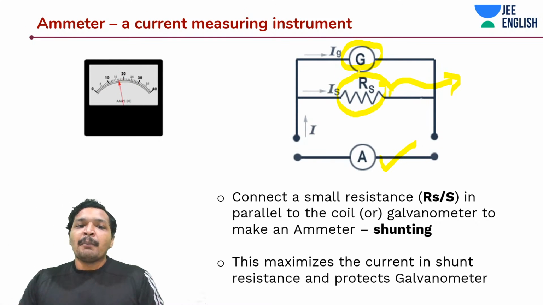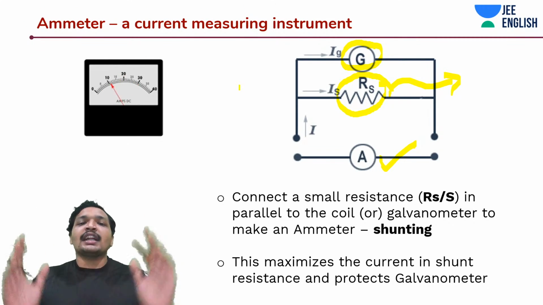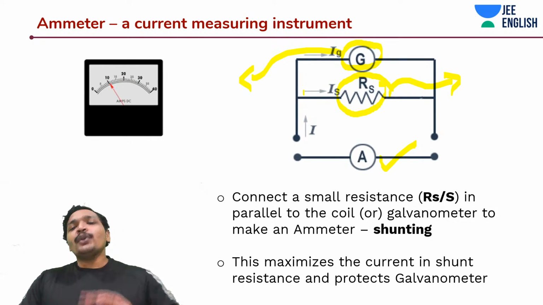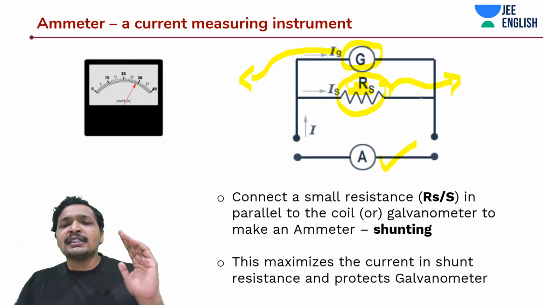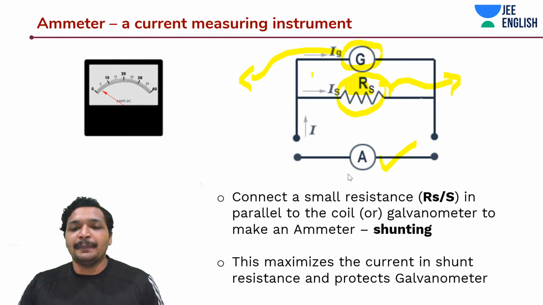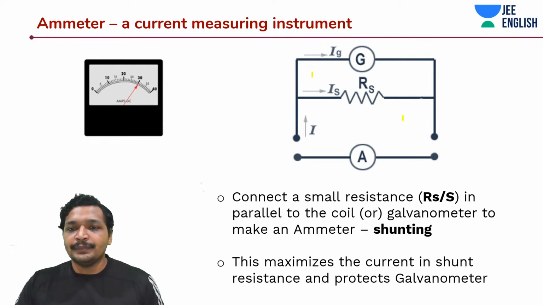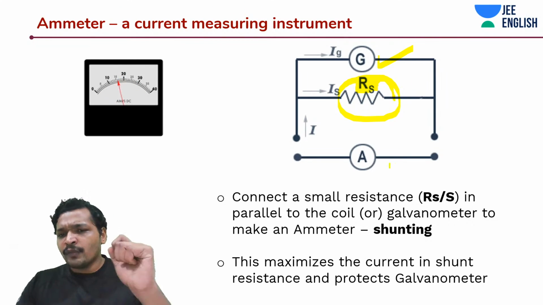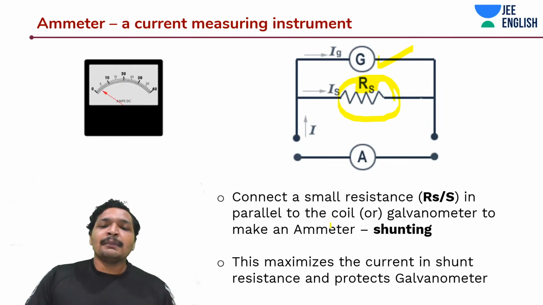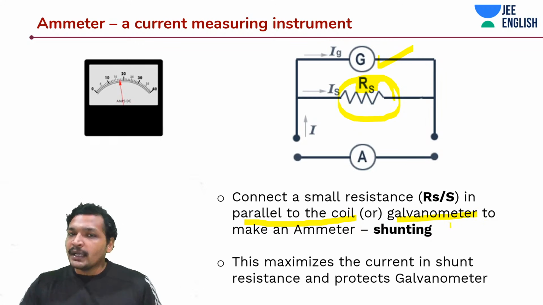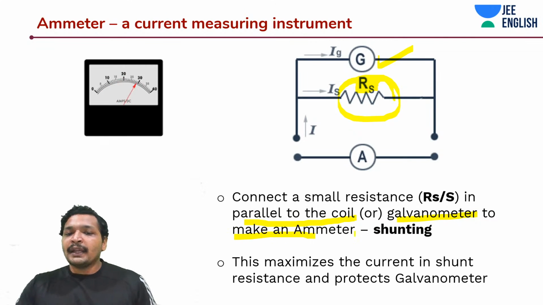The galvanometer will be spoiled if large current passes through it. But now you are trying to measure large current using the same galvanometer. How can you do that? You can place a small shunt resistance in parallel to the galvanometer to make it happen. Small, very tiny, in parallel to the coil, or the galvanometer.